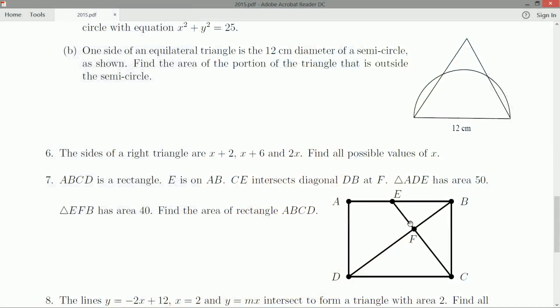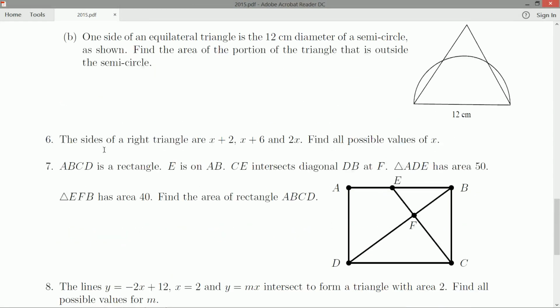Question 6, hopefully you've given it a try. If not, of course, click the very first link in the description and you will get a copy of this contest. Pause the video, try 6, try 7, try the rest of the contest. And it's really the best way to practice.